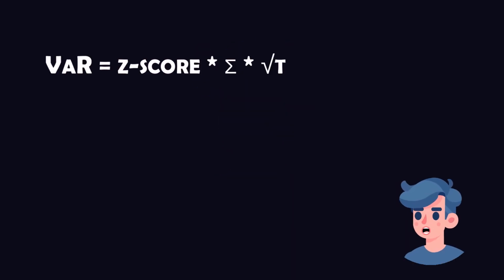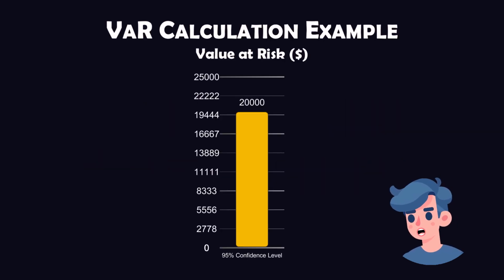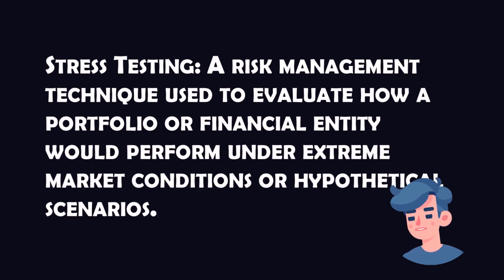First up, we have value at risk, commonly known as VaR. This technique estimates the potential loss in value of a portfolio over a defined period for a given confidence interval. For instance, if we have a portfolio valued at $1 million, and we calculate a one-day VaR at a 95% confidence level to be $20,000, this means there's only a 5% chance the portfolio will lose more than $20,000 in a single day.